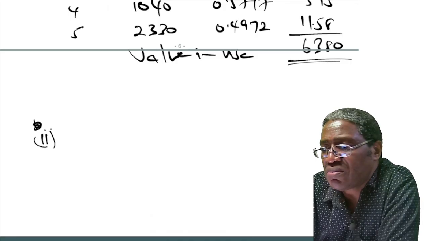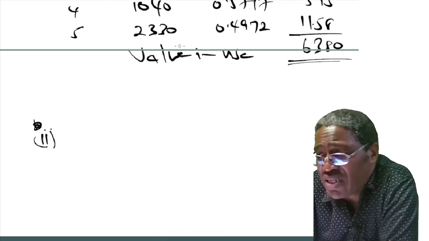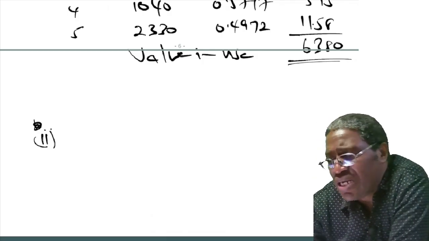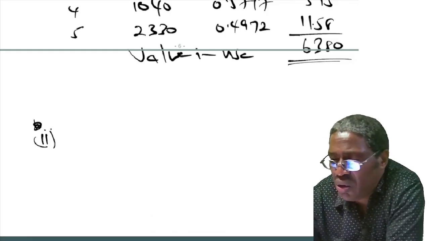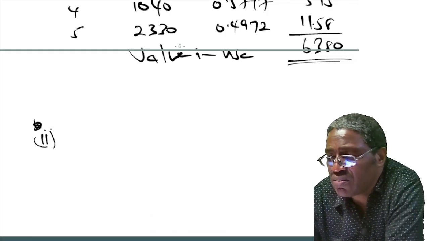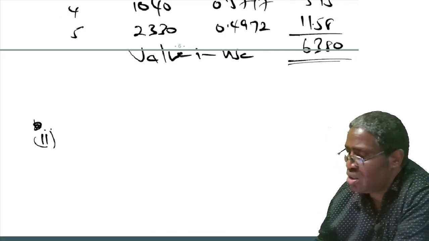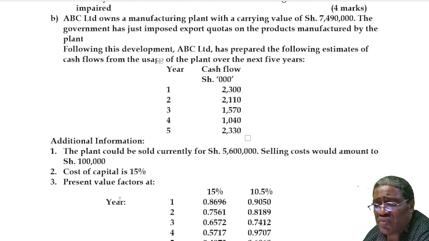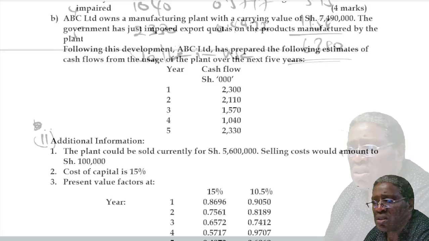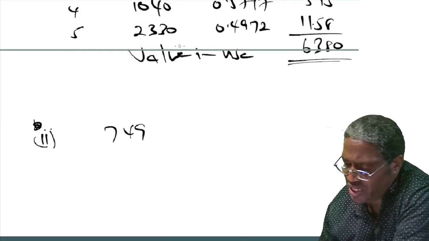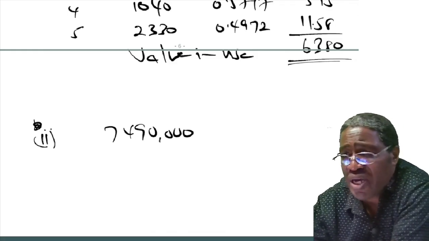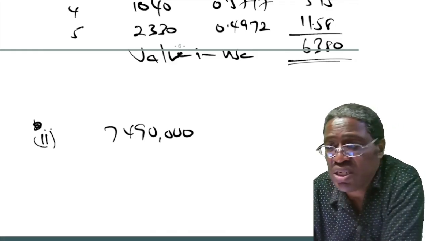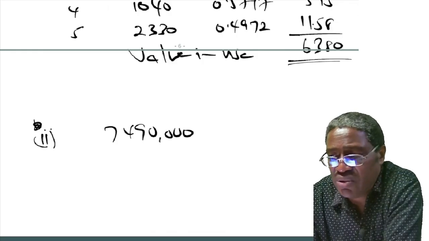Write this down. We are answering part 2. Comparing the carrying amount of the asset, shillings 7,490,000. Let me confirm how much it was. We were given an amount of 7 million and something. Comparing the carrying amount of the asset, shillings 7,490,000.